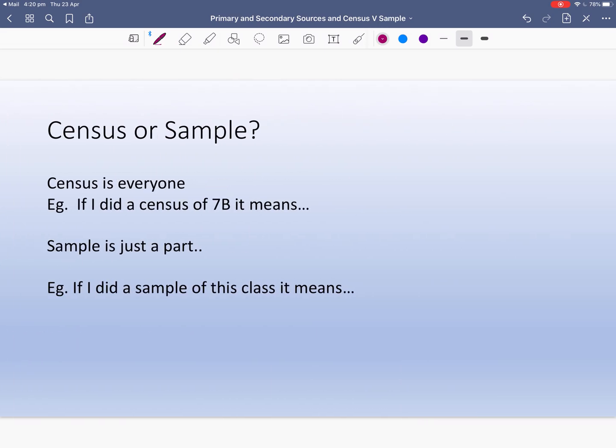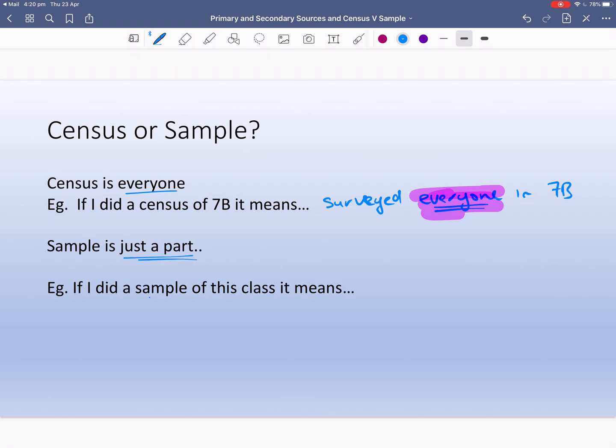Okay, census or sample. All right, so this is an example that we can do together. A sample, census is everyone. So if I did a census of 7B, it means I surveyed everyone in 7B. Okay, so remember, census is everyone.